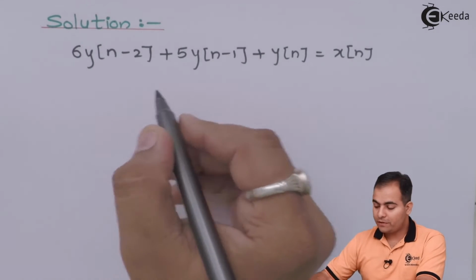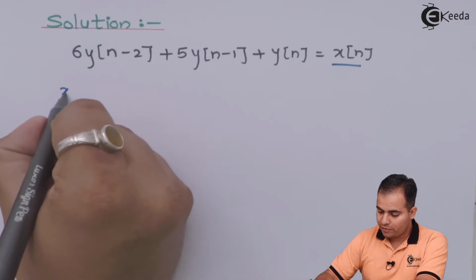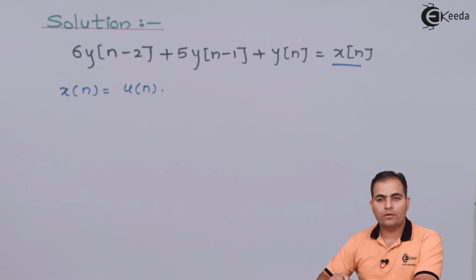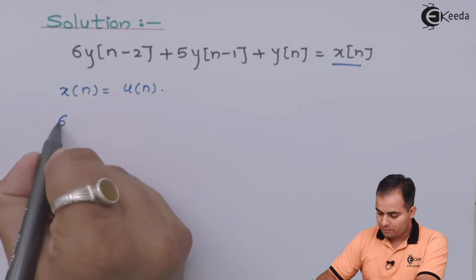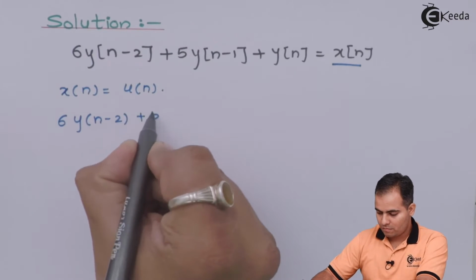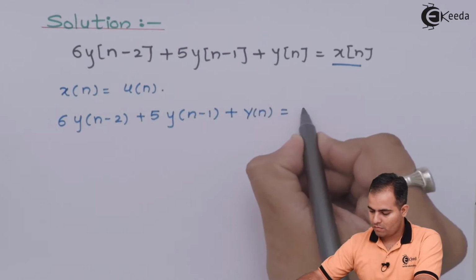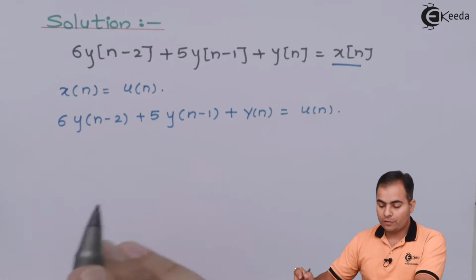So to get the step response, first of all we are going to substitute my input as a step. So I'm going to write x(n) equals u(n). Now I'll substitute this value in my equation. Now I'll apply Z transform on both the sides.